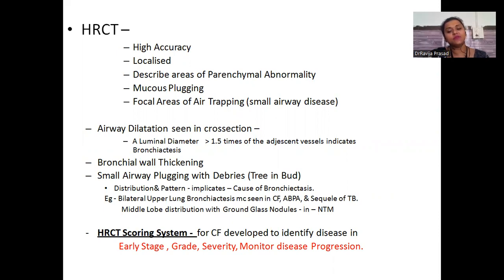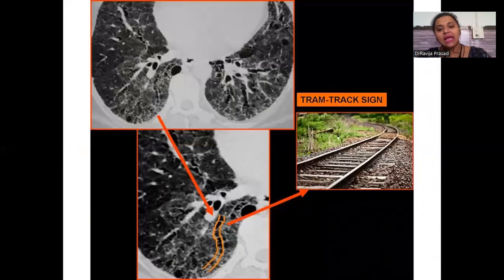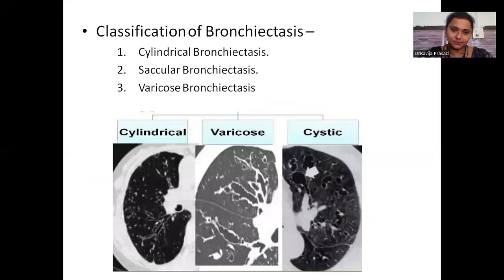HRCT scoring system. In CF, developed to identify disease. In later stages, grade severity and monitor disease progress. Now, this is the signet ring sign, seen on HRCT of the chest. If the person is suffering from bronchiectasis, this is the signet ring sign which you can see. And the tram-track sign, this is the sign of tram tracks, which you can see in the HRCT picture.